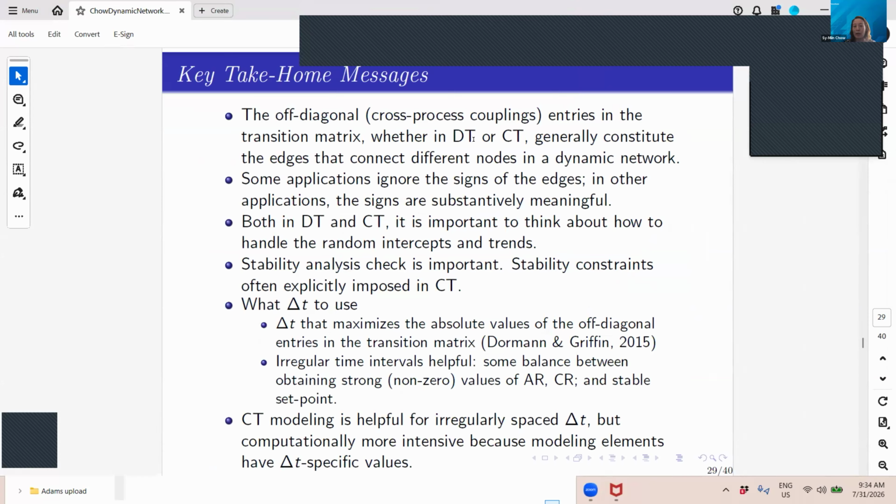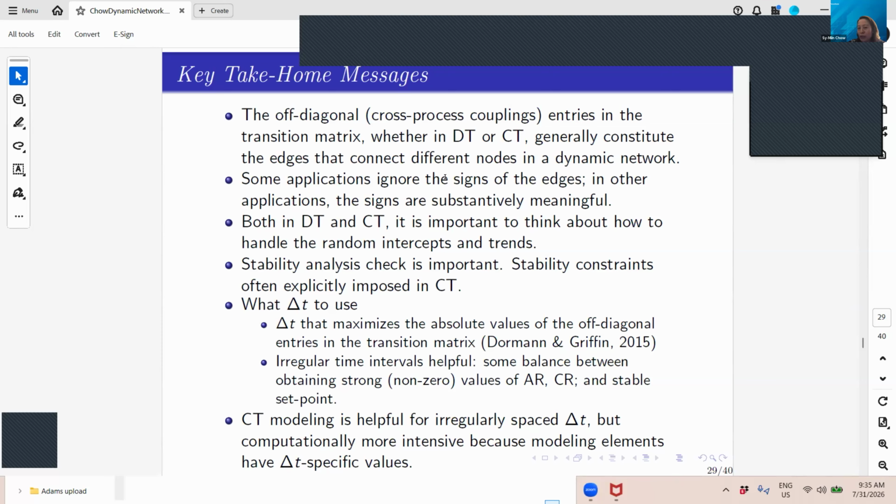Some key points that I want to highlight. The off-diagonal or the cross-process coupling entries in the transition matrix, whether in discrete time or continuous time, generally constitute the edges that connect the nodes in dynamic networks. My colleagues will talk about how to extract those edges and create fancy, nice-looking plots. Right? A lot of these applications typically ignore the signs of the edges, whether you have positive versus negative ones.